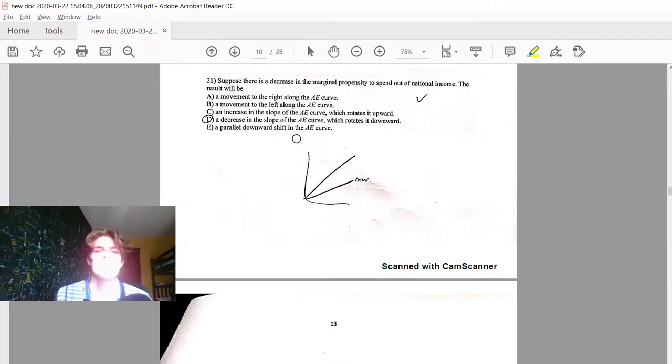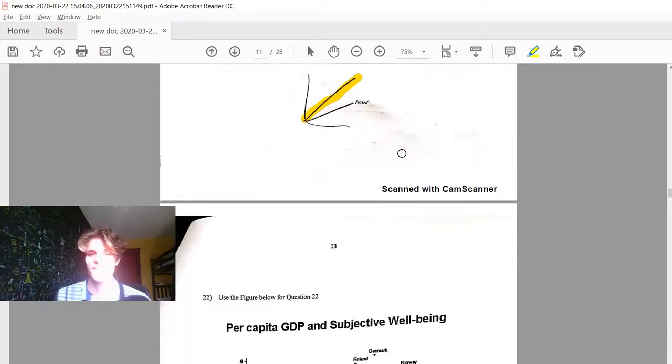Suppose there is a decrease in the marginal propensity to spend out of national income. The result will be, so what did I just talk about? That is induced, so it's going to change the slope. Marginal propensity to spend is just the whole slope, so if that decreases, the whole thing decreases. So this is our old one, and this is our new one. So it went down, a decrease in the slope, which rotates it downward.